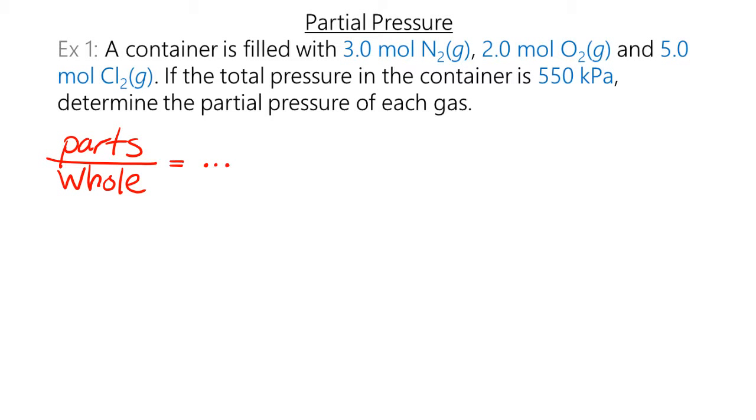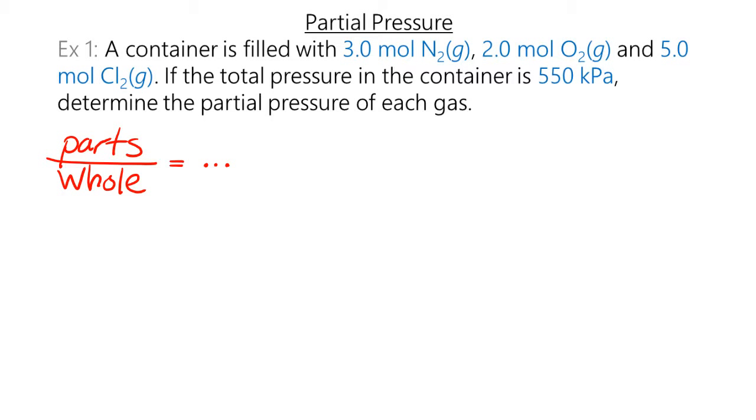Some people use the mole fraction concept. Some people just use ratios, which is really the mole fraction concept spread over different dimensions. But if the total pressure in a system is something and you have to find the partial pressure of a part of that system, you can do that by setting up ratios. So we want to find the partial pressure of each gas.